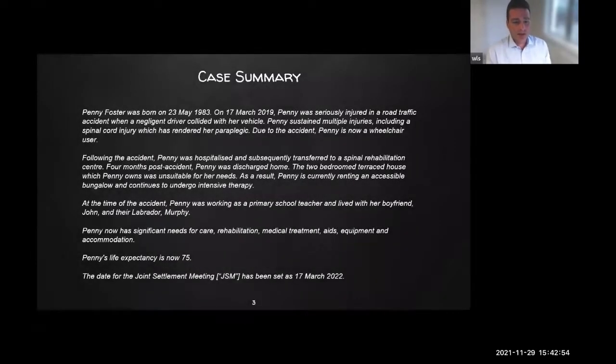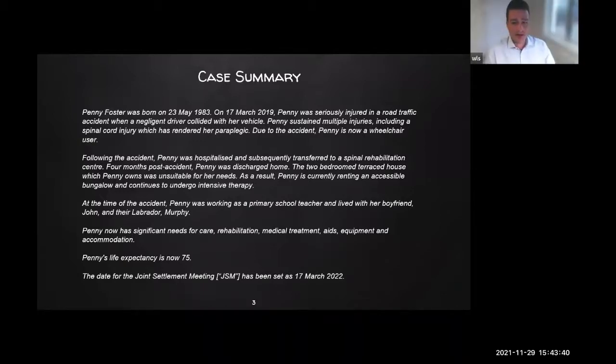So this is the case summary. Demi or Jamie, did you want to come in here, or are you happy for me to deal with the case summary? Yeah, I'll jump in here. So as many of you may have seen, Penny Foster, who was born in May 1983, was involved in a road traffic accident and seriously injured. The main point for today is that the accident rendered her paraplegic and she's now a wheelchair user. And before the accident, she worked as a primary school teacher. The full details are set out on the slide and are also available on the Schedule School website. But for our purposes today, as it's a loss of earnings claim, they're the key features.